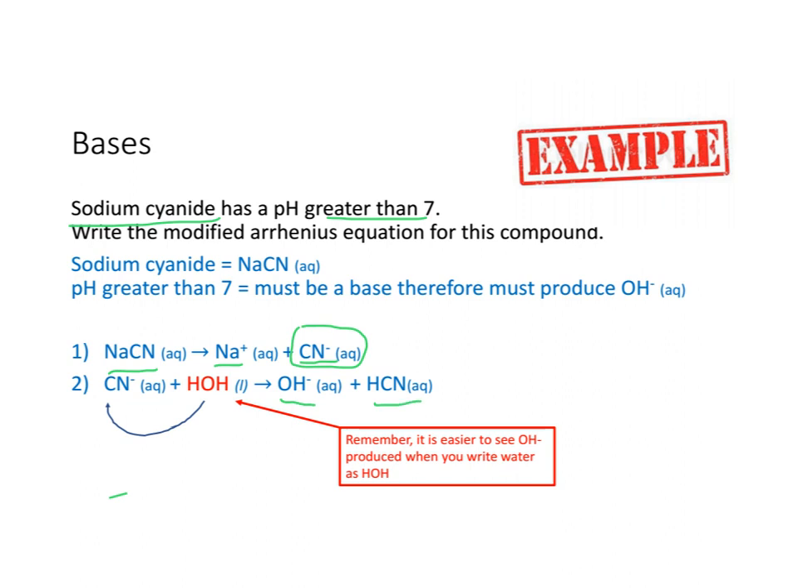Well, in this case, it's going to be hydrocyanic acid, HCN. Remember, we're going to take the H from HOH, water, move it to the cyanide ion to make HCN, and what's left is our hydroxide, the molecule that provides the basic properties.